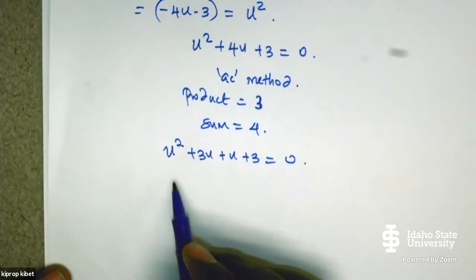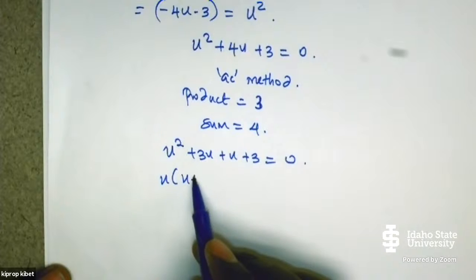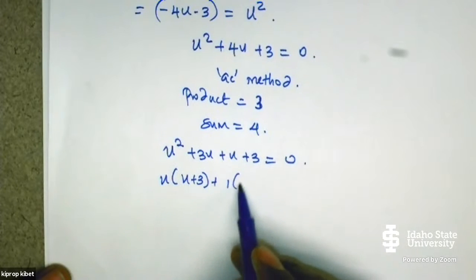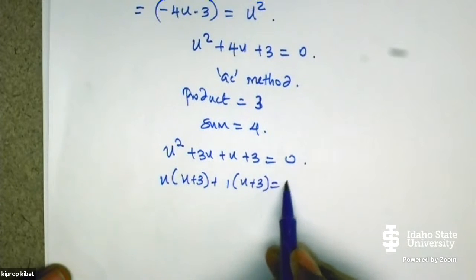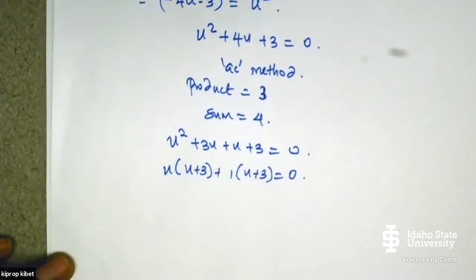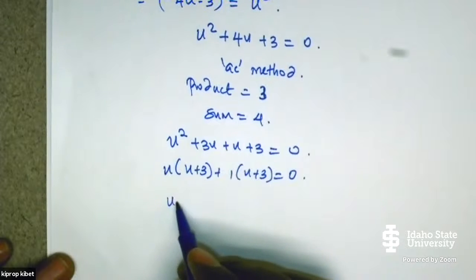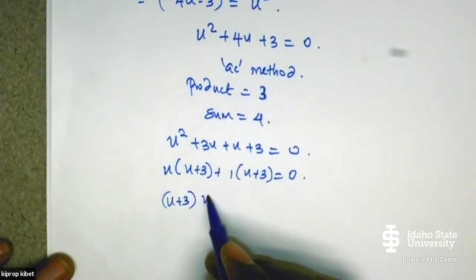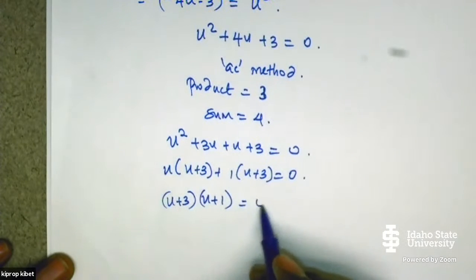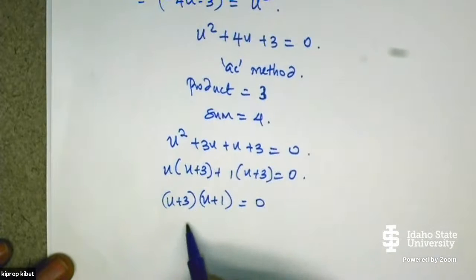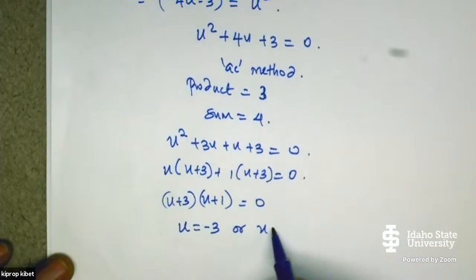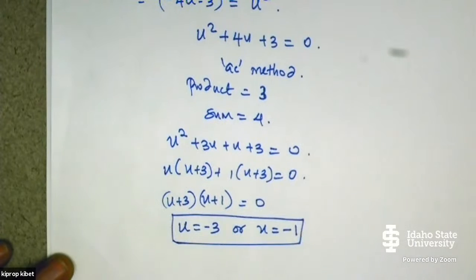So u squared plus 3u plus u plus 3 equals 0. Then we group them: u times (u plus 3) plus 1 times (u plus 3) equals 0. We factor out u plus 3 and u plus 1 equals 0. Using the zero product property, u equals negative 3 or u equals negative 1.